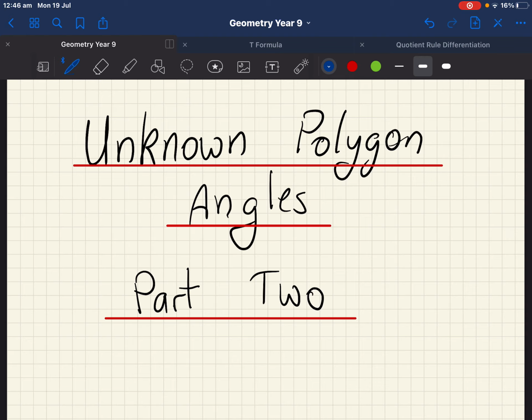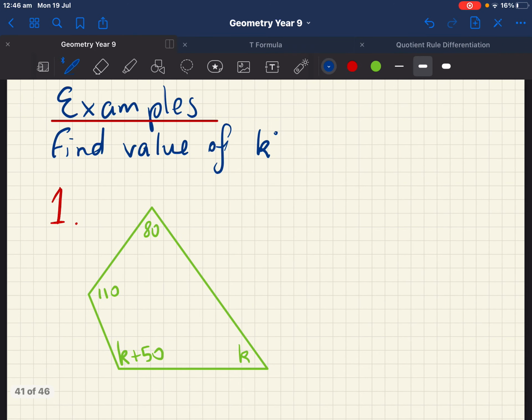So this is obviously a follow-on from the previous lesson, which means there aren't really any notes for this. We're just going to get straight into examples. They're going to be just like the examples from the previous lesson, but they're harder. In other words, that means there's going to be more than one angle that's unknown. But our process is still going to be the same.